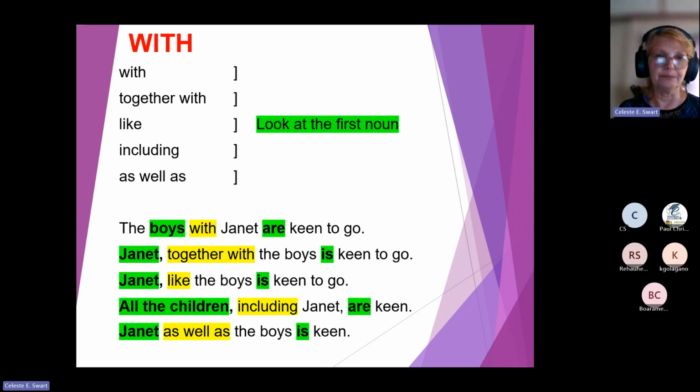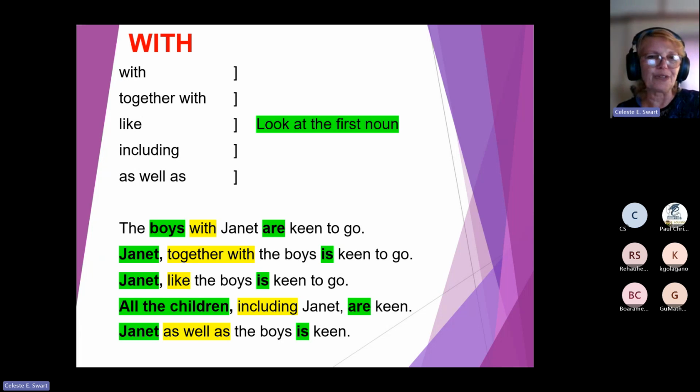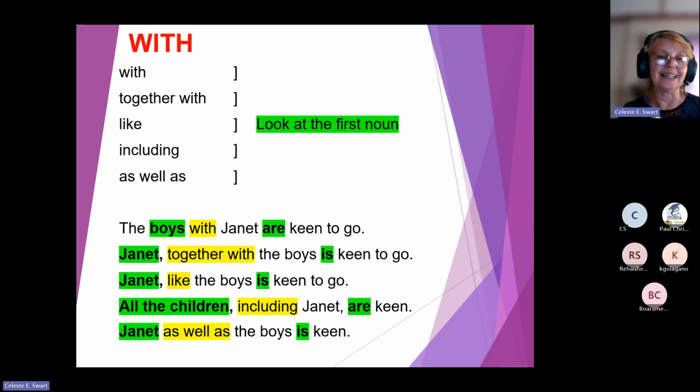When we look at "with", it could be with, together with, and like, and including, as well as. Then you're going to look at the first noun that appears. You're not going to look at the second one. Remember, with the previous one, we looked at the one closest to the verb. So you see, these are some of the rules you can go and study. "Janet, together with the boys, is keen to go," because we're looking at the first noun, we're not looking at the second noun, which is plural. That is why the verb is in the singular. So make sure you study this. This is what you're going to be questioned on, and you can go and watch this over and over again to make sure you know it.